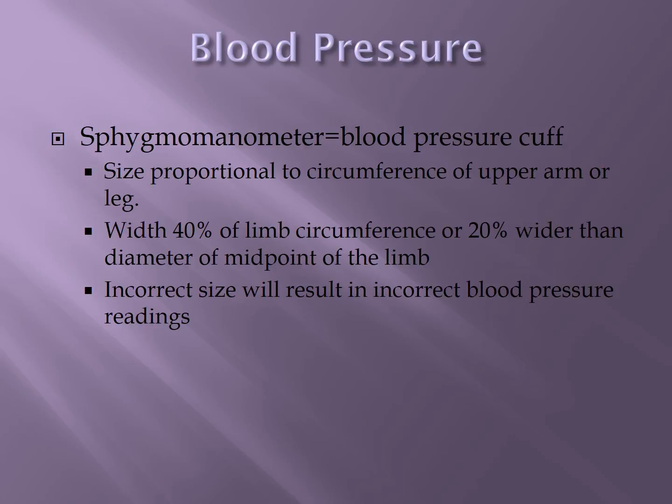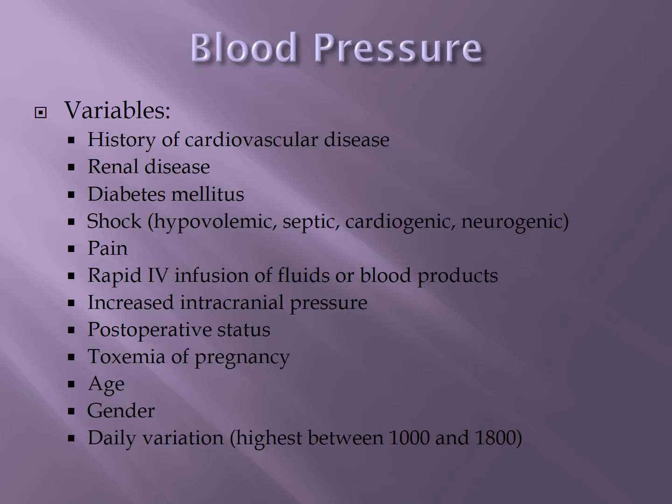We need to look at using the correct size blood pressure cuff on an individual. The width of the cuff should be 40% of the limb circumference, or 20% wider than the diameter of the midpoint of the limb. If you use the wrong size cuff, you're not going to get the right blood pressure. So if you're trying to use a regular size blood pressure cuff on an individual with extremely large arms and we need an extra large blood pressure cuff, the reading you get will not be correct.